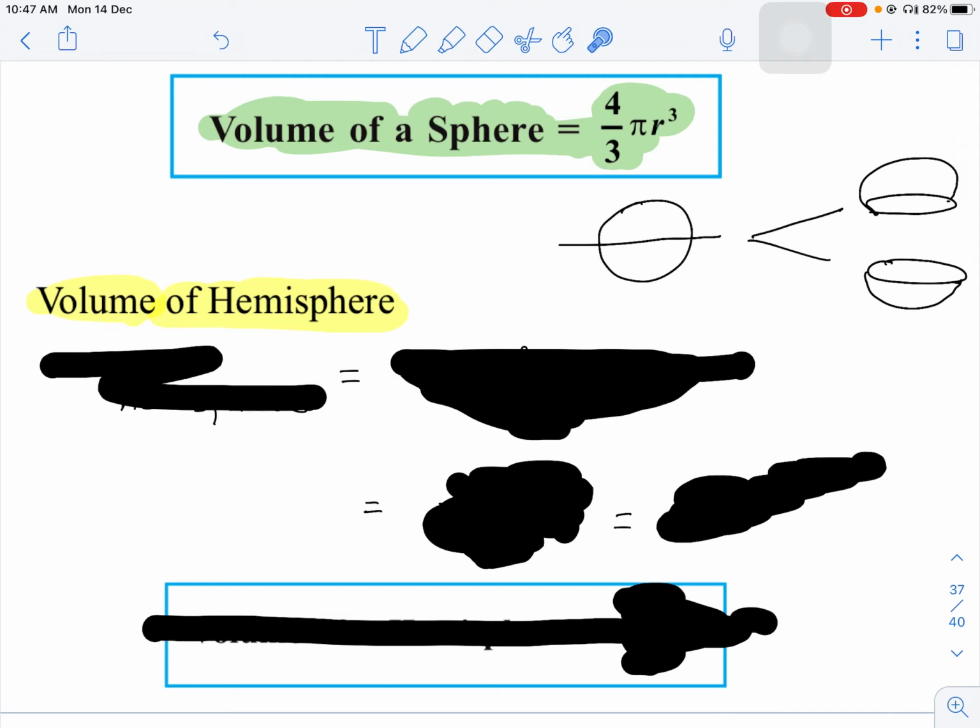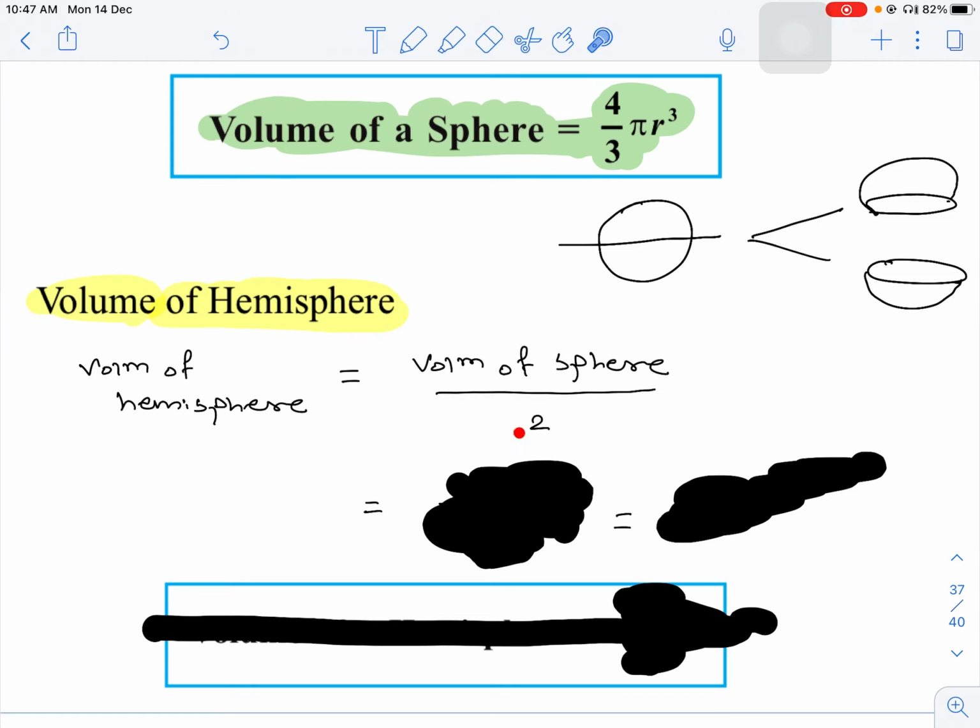So let us now find the volume of a hemisphere. Now the volume of a hemisphere will be equal to the volume of a sphere upon 2.